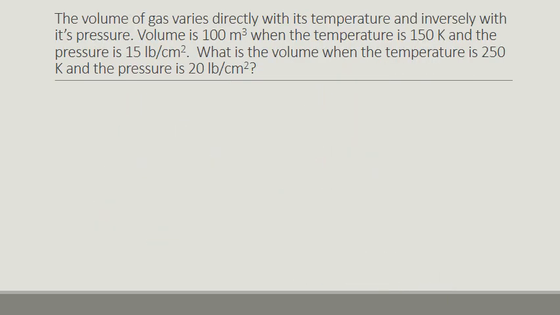All right, now we have the volume of gas varying directly with its temperature and inversely with its pressure. So volume is going to vary directly with its temperature, so k times its temperature, and inversely with its pressure. So volume equals kT over P. So if my volume is 100 meters when the temperature is 150 Kelvin and the pressure is 15, we want to find what the volume is in this other case. So once again, we've got to find k.